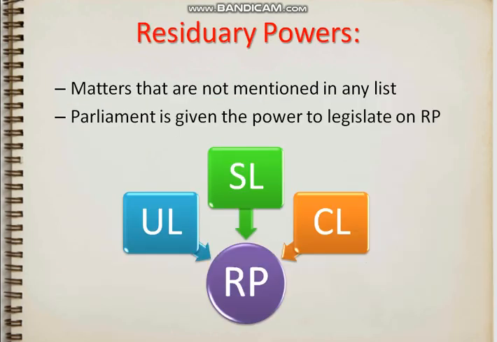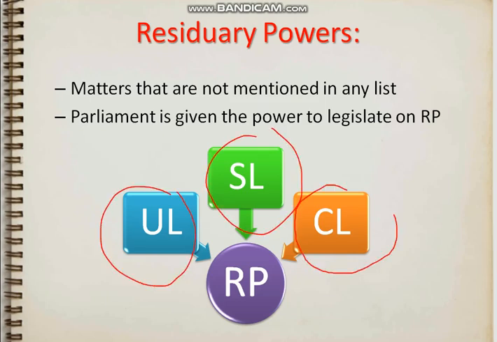Next comes residuary power. Now residuary power, you have already been told there are only three. Now, what are residual powers? There are certain subjects which are not mentioned in any of the lists, like the union list, state list, or concurrent list. Subjects which are not mentioned in any of the lists are included in the residual powers.